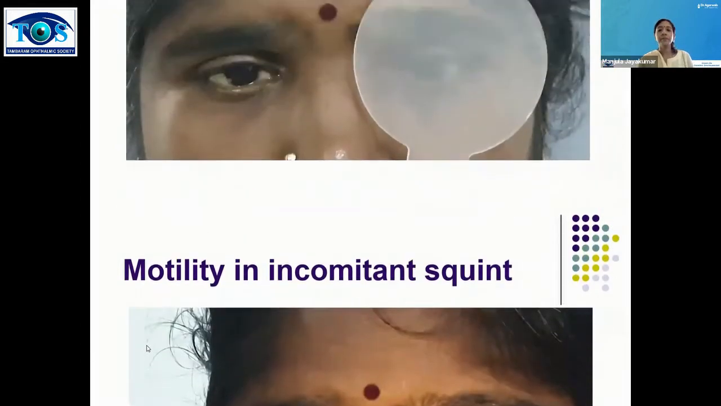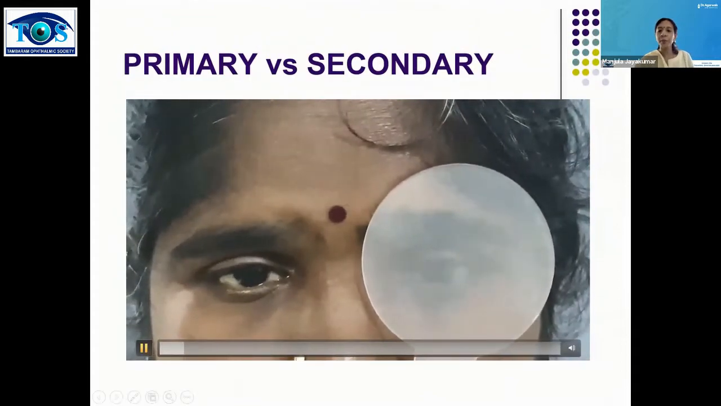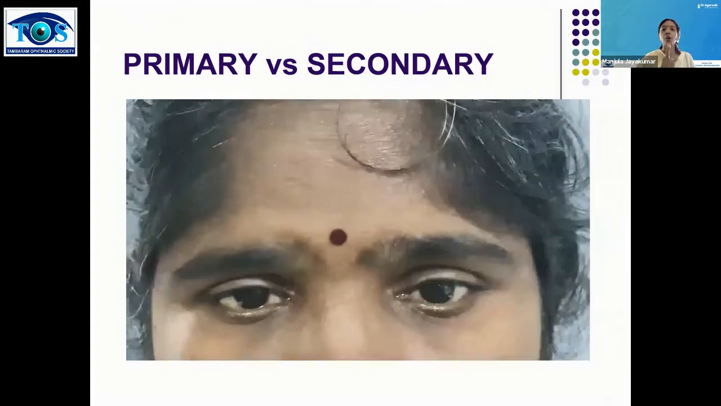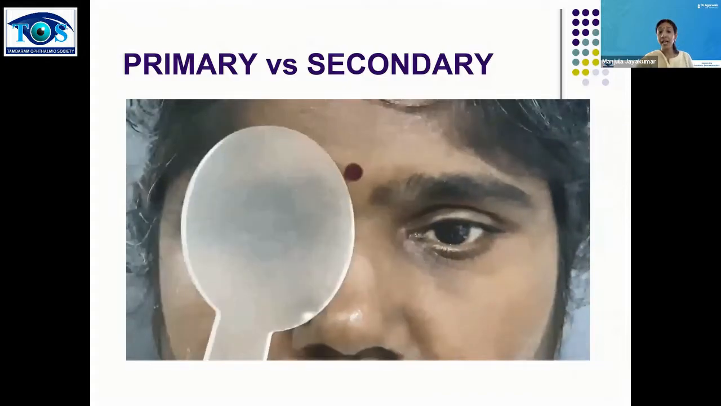Okay. Now the good eye is fixing. You remove the cover from the abnormal eye. There is no phoria. I'm going to shift the cover to your good eye. Your abnormal eye is fixing. See, there is a phoria. There is a larger phoria.